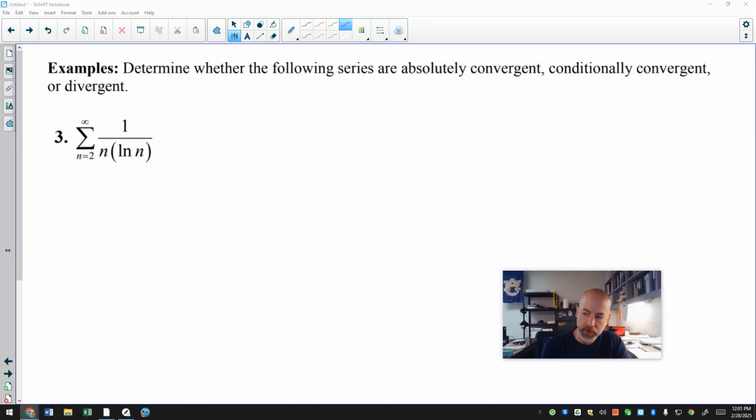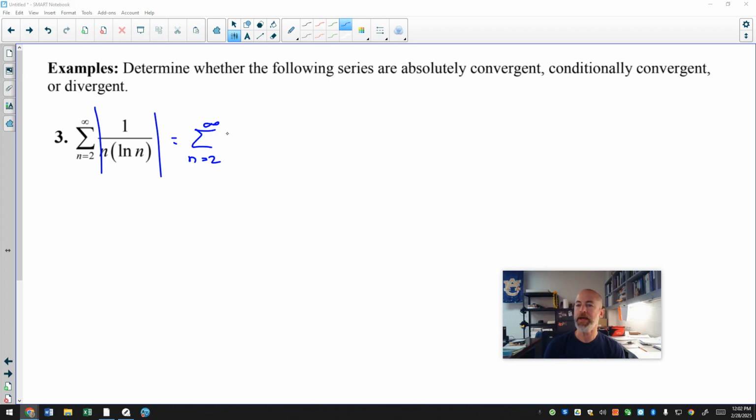And this is a neat one because this one does not alternate, which means if you take the absolute value of the series, this series is already positive. So the absolute value of that series is just going to result in the original series. So if this does indeed converge, then this series will be absolutely convergent.